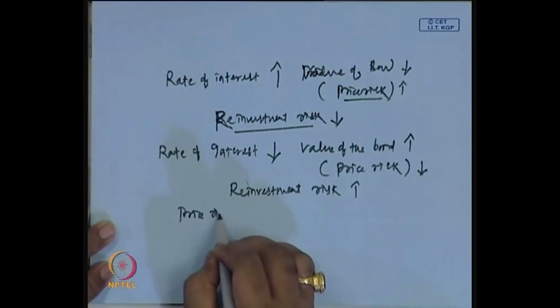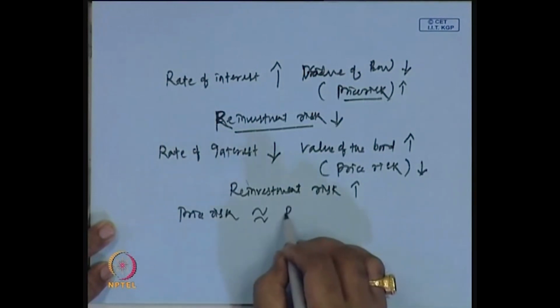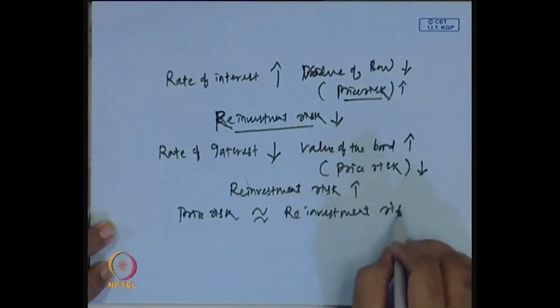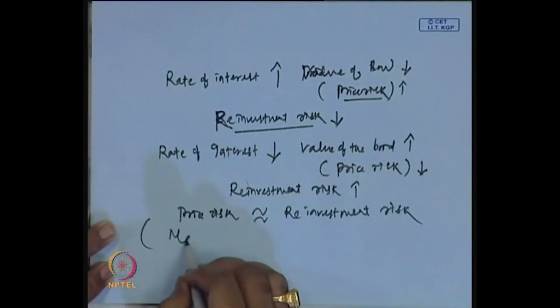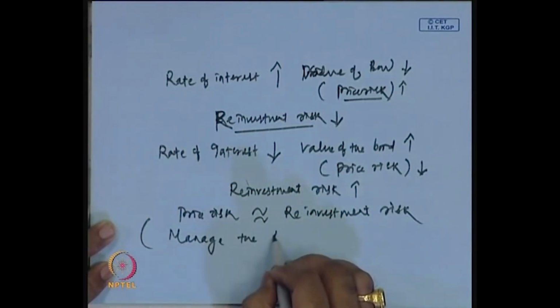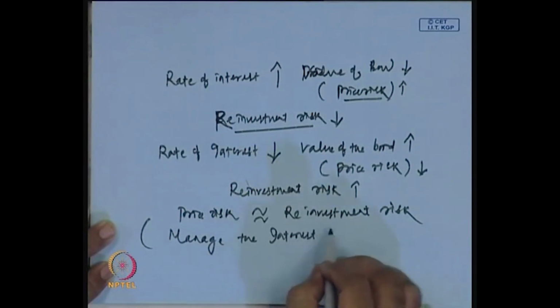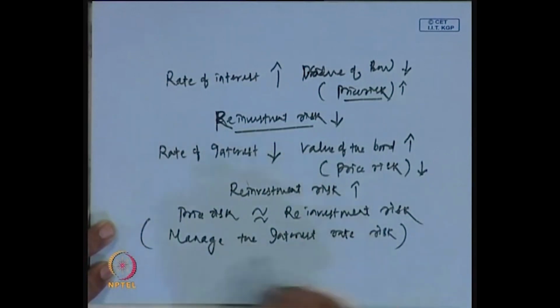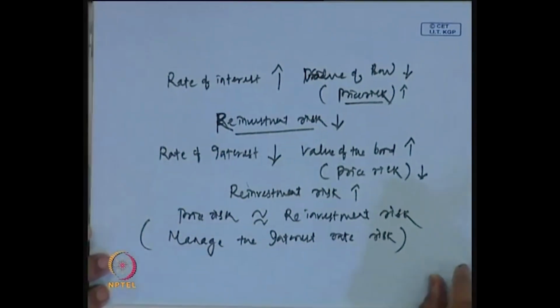Again, assuming in this case also the price risk is more or less equal to the reinvestment risk. So, finally, in totality we can manage the interest rate risk, because the interest rate risk is nothing but the combination of the price risk and the reinvestment risk. That is how we can use this bond immunization strategy whenever we use it in the market.